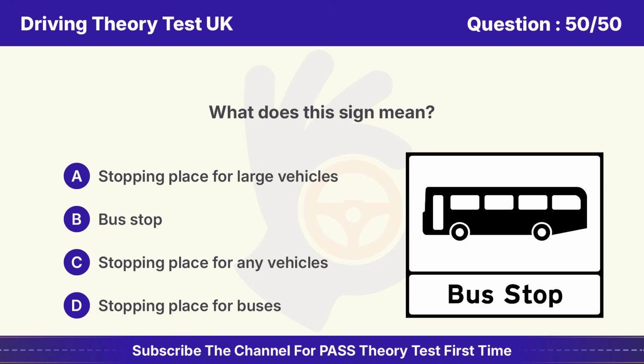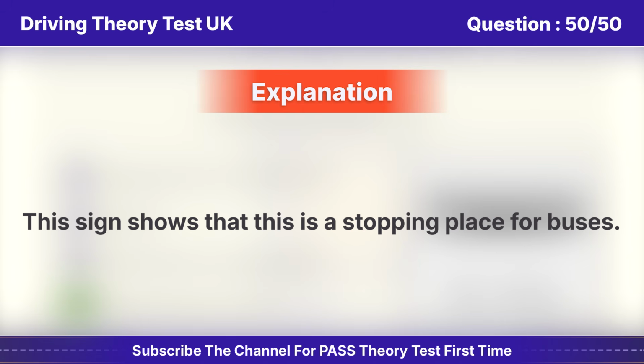Question 50. What does this sign mean? Answer is D. Stopping place for buses. This sign shows that this is a stopping place for buses.